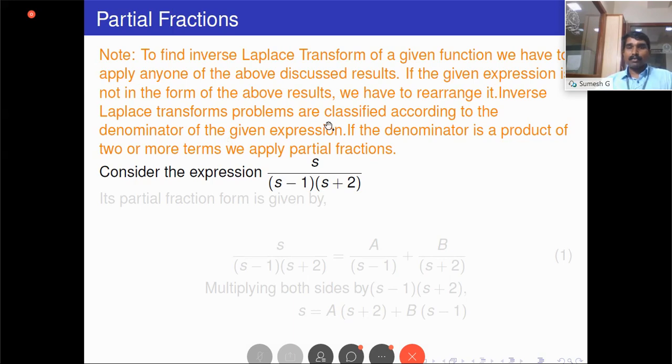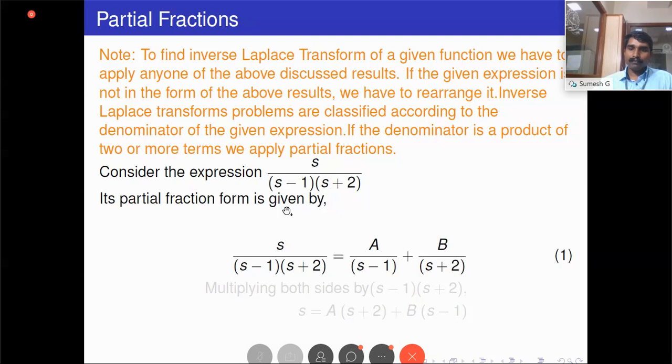Inverse Laplace transform problems are classified according to the denominator of the given expression. If denominator is a product of two or more terms, we have to apply partial fraction. We will discuss a question on partial fraction, then move on to inverse Laplace transform problems. So we consider the expression s by s minus 1 into s plus 2.